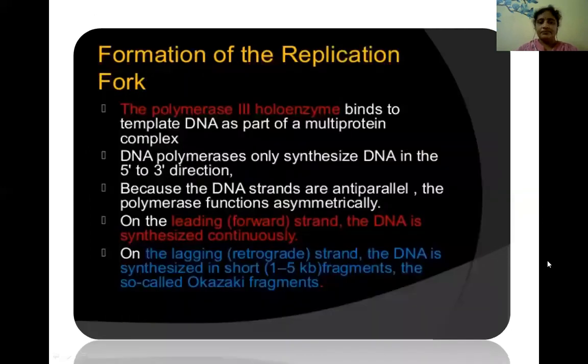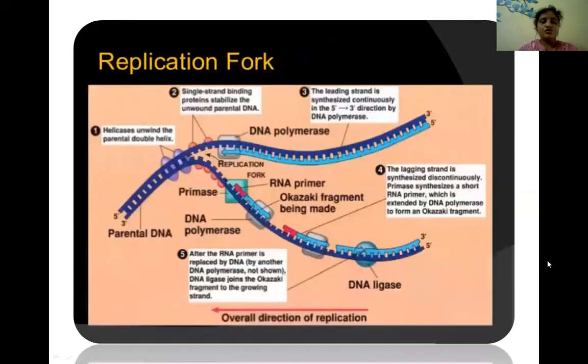Next, the formation of the replication fork. As the DNA unwinding takes place, positive supercoils are generated ahead of the replication fork, which promotes the binding of gyrase that removes the positive supercoils by introducing negative supercoils into the DNA.